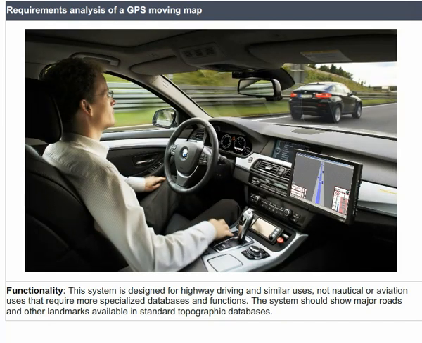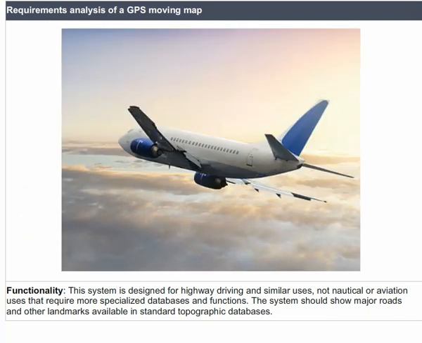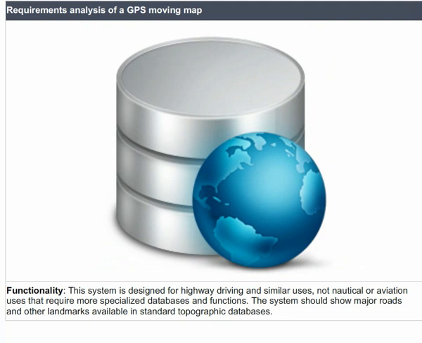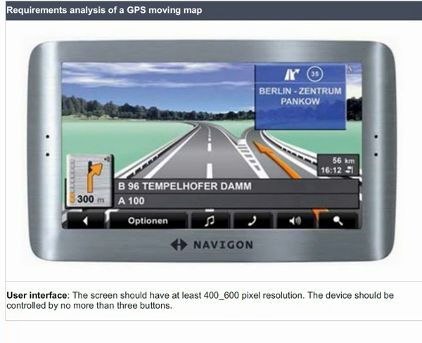Functionality. This system is designed for highway driving and similar uses, not nautical or aviation uses that require more specialized databases and functions. The system should show major roads and other landmarks available in standard topographic databases. User interface. The screen should have at least 400 to 600 pixel resolution. The device should be controlled by no more than 3 buttons.